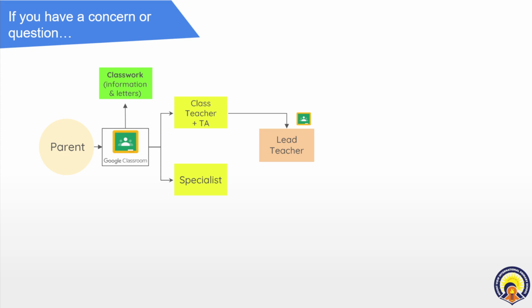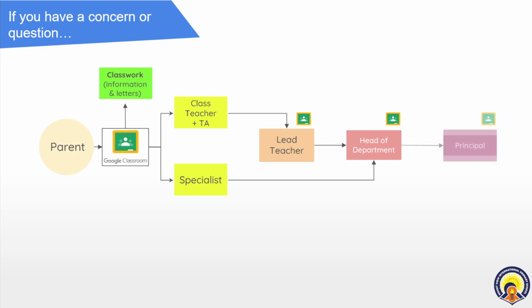If the lead teacher isn't able to resolve the problem, the next person to go to is the head of department. And that is also the person you go to if you've got a concern with a specialist and the specialist can't resolve the problem there, that you can go to the head of department for that specialist. And if the head of department isn't able to resolve that situation, the final port of call is the principal.